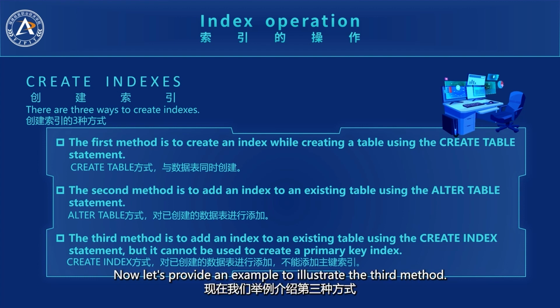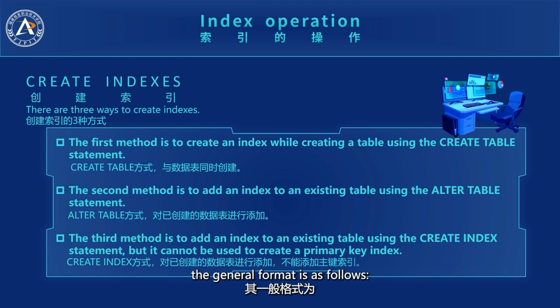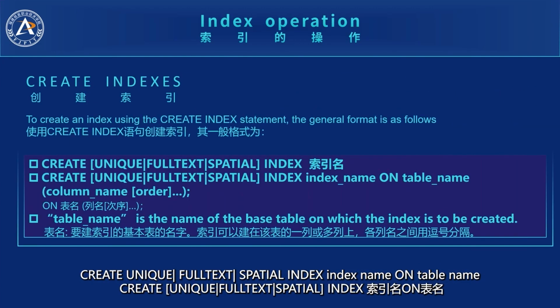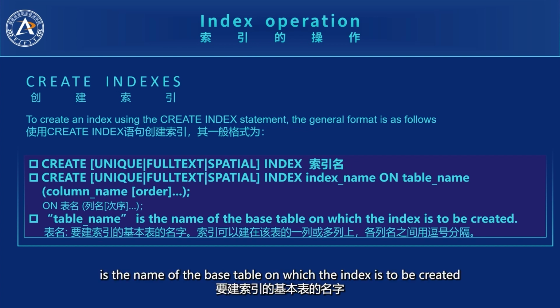Now let's provide an example to illustrate the third method. Using the create index statement to create an index. To create an index using the create index statement, the general format is as follows: create unique | fulltext | spatial index index_name on table_name (column_name [order]), where table_name is the name of the base table on which the index is to be created.